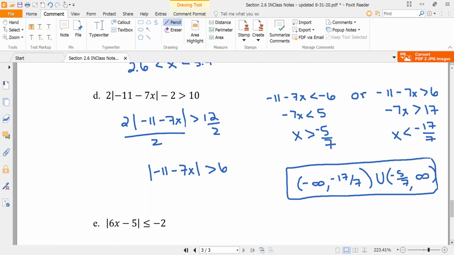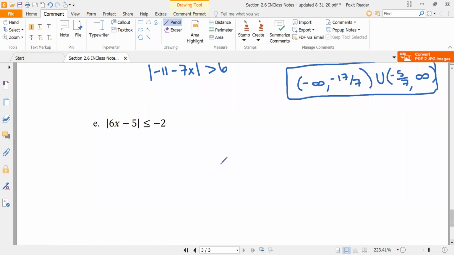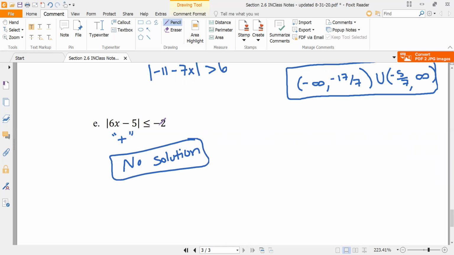Okay, I think we're on our last one. Absolute value is isolated, less than symbol, but this is negative. Remember, this always comes out positive, so a positive can never be less than a negative, which means this one is no solution. There should be no solving when you've isolated it and the other side is negative.